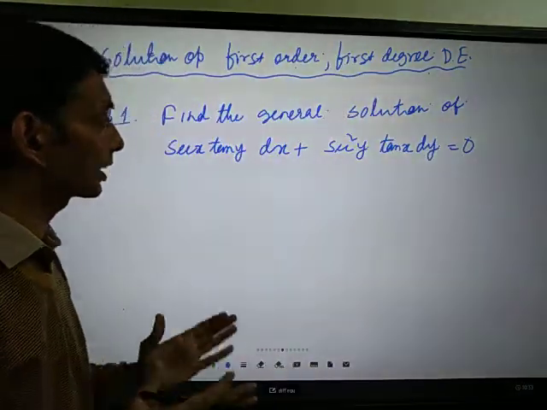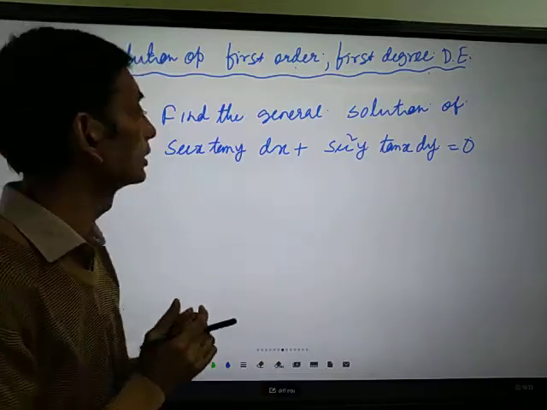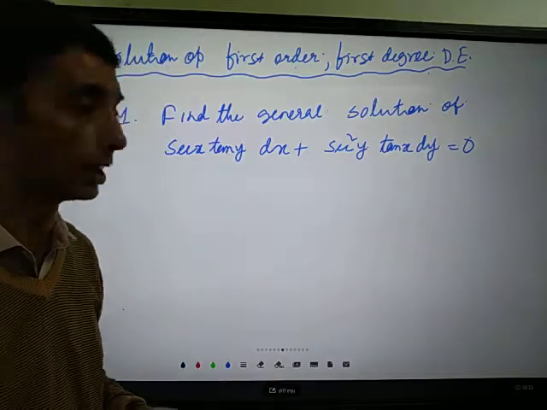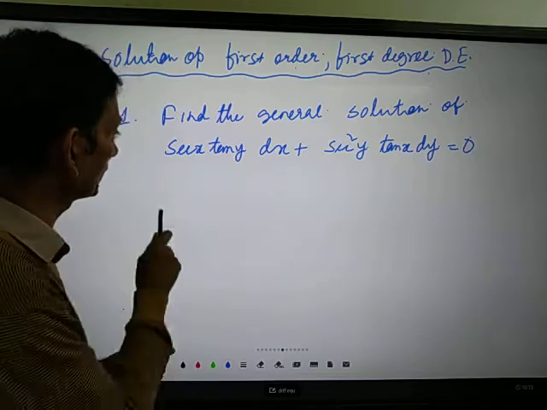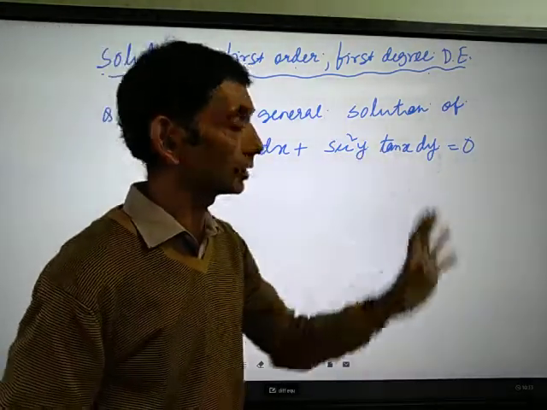So the method is very simple. We don't need to remember any formula. What we do is separate the variables and then solve the differential equation. Okay, now the first equation we are going to discuss today is sin x tan y dx plus sec square y tan x dy equal to 0.